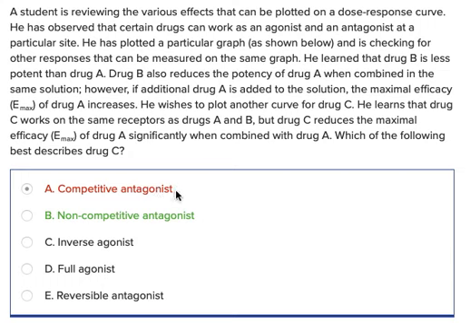Answer A, competitive antagonist. B, non-competitive antagonist. C, inverse antagonist. D, full agonist. E, reversible antagonist.